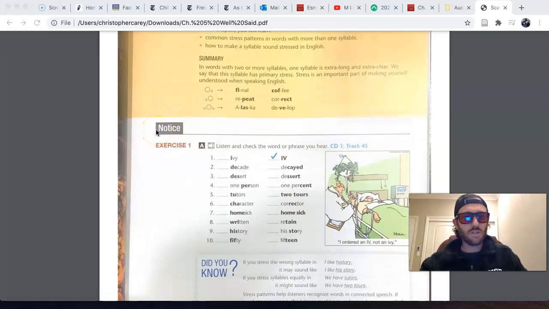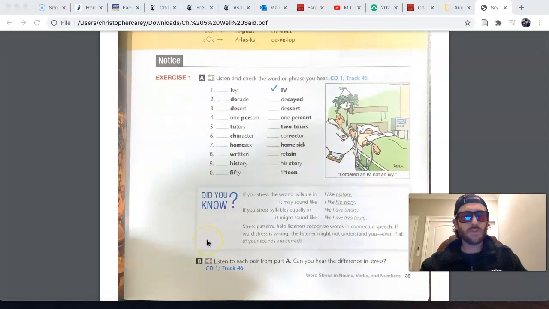We're doing exercise 1 together. We're on page 39. For exercise 1, listen to these sets of words here. CD1, track 45. And I want you to indicate, do you hear the word stress on the first syllable or on the second syllable? First syllable, second syllable. First syllable, second syllable. For these, this has 3 syllables, so this would be second syllable or third syllable.